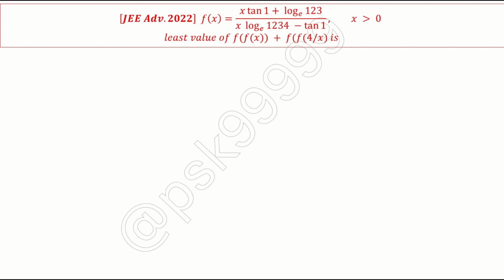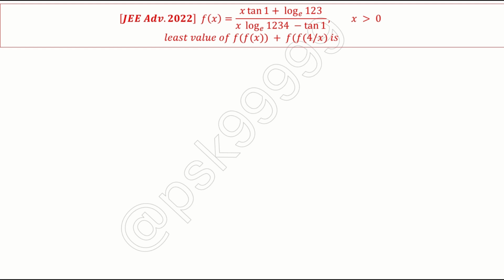Very interesting concept. f of x equals x tan 1 plus log of 123 to the base e, divided by x log of 1234 to the base e minus tan 1, and x is greater than 0. What is the least value of f of x plus f of 4 by x? If you substitute x with this big expression and simplify, it looks very difficult to get a reasonable answer, right? So definitely there is some trick.